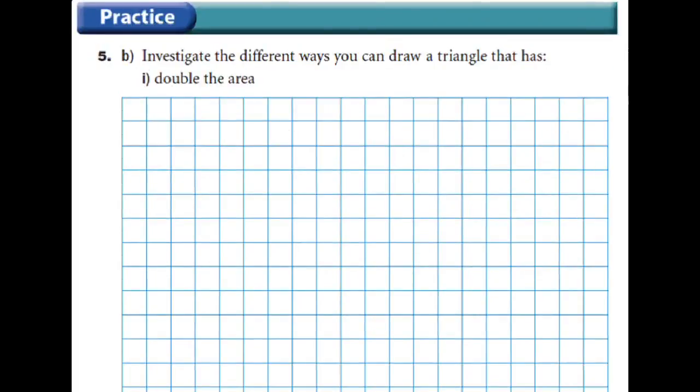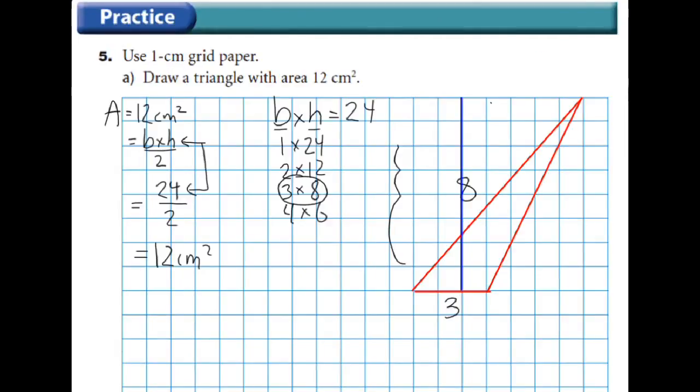Investigate the different ways you could draw a triangle that has double that area. So here we had an area of 12 centimeters, so we want to get an area of 24 centimeters. So we want area to be equal to 24 centimeters squared. And we discovered that basically the base times the height has to be double this amount. So let's go to the next page.